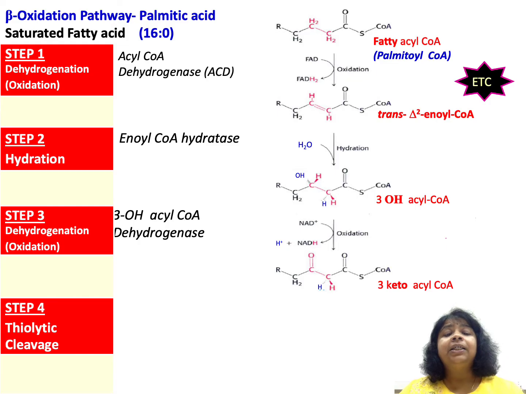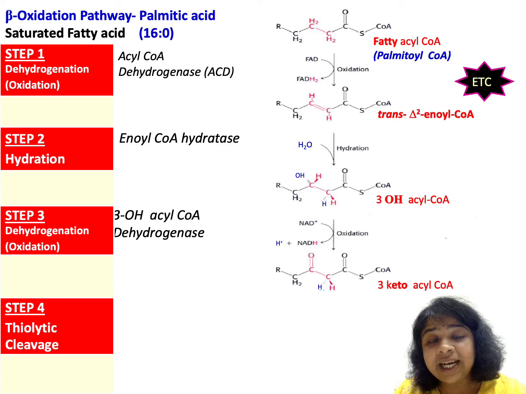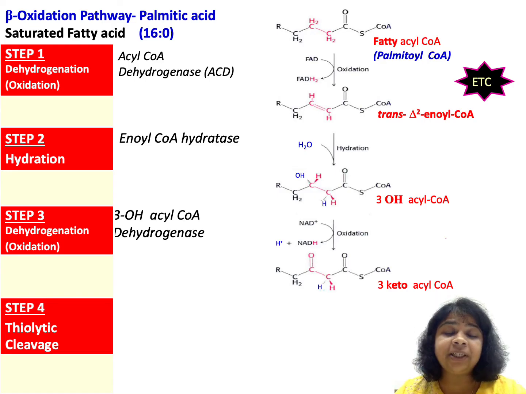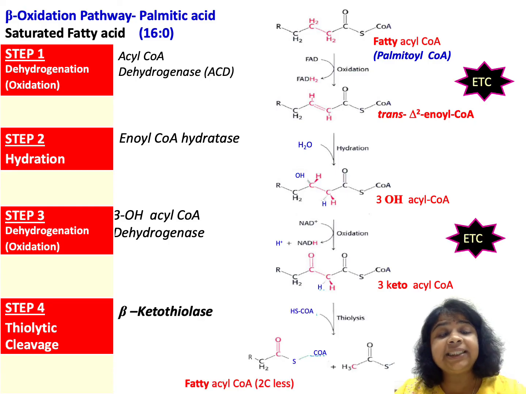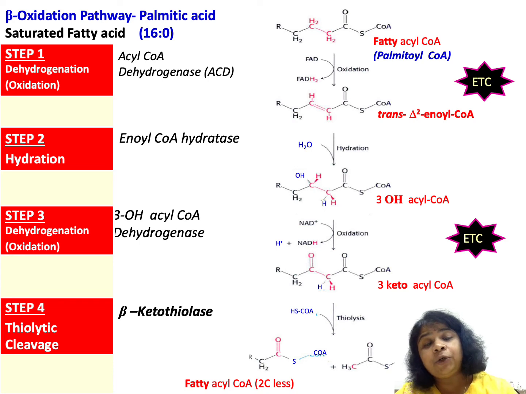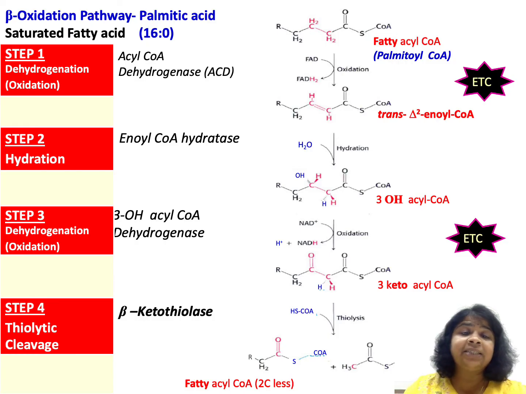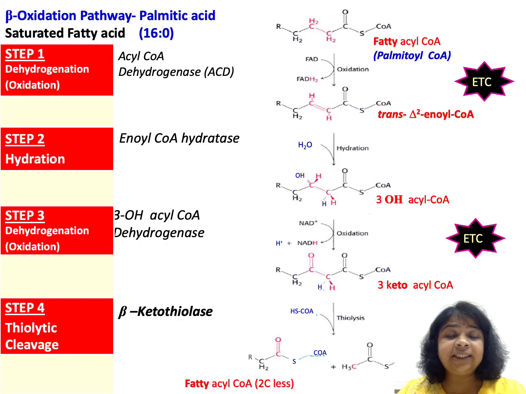Okay. In the next step, this alpha carbon atom along with the activated CoA group is going to be released as acetyl CoA. So the next enzyme is beta keto thiolase, which leads to cleavage of 2 carbon atoms as acetyl CoA, and requires another coenzyme A so that the fatty acid is going to remain in the activated form, otherwise it will not be able to undergo these reactions.